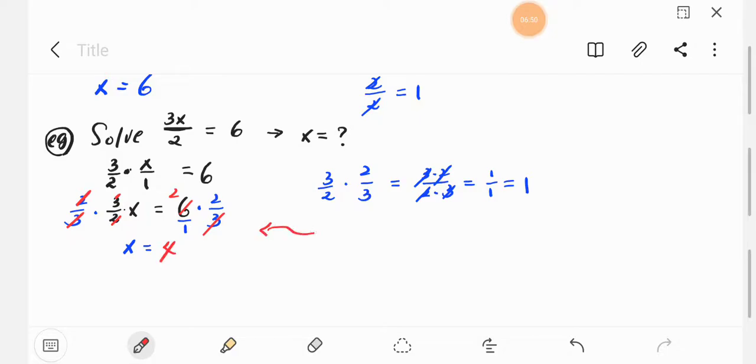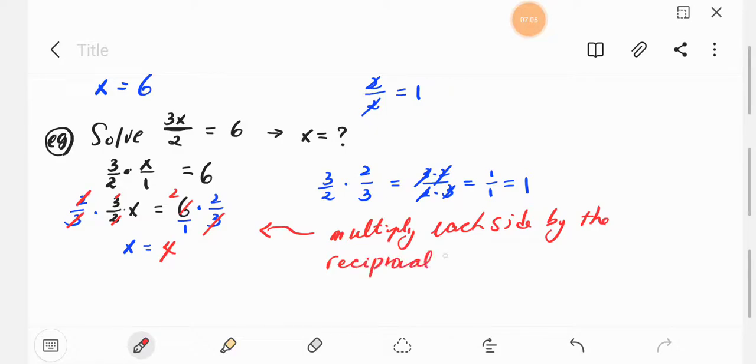So in this case, what we did is we multiplied, right? Multiply each side by the reciprocal of 3 over 2, which is 2 over 3, right?